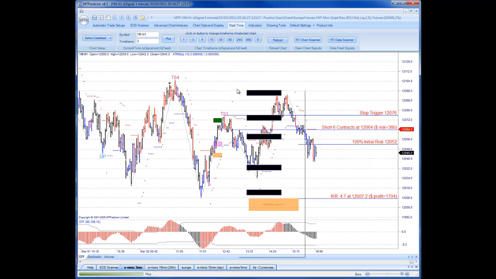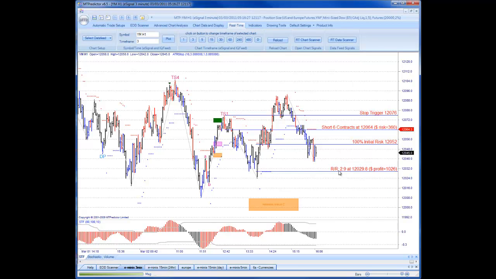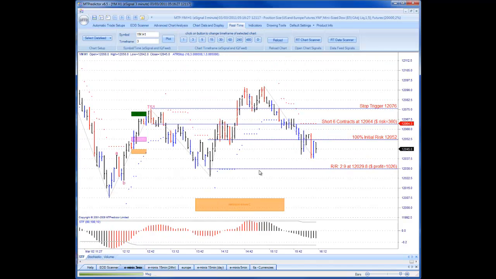particularly when the market had got down to a potential plus, well, 2.9, that's almost plus 3R profit. So, once you're this far into a trade, you really want to have your stop at the very least at break even. But was there anything the more advanced traders among you could have done?